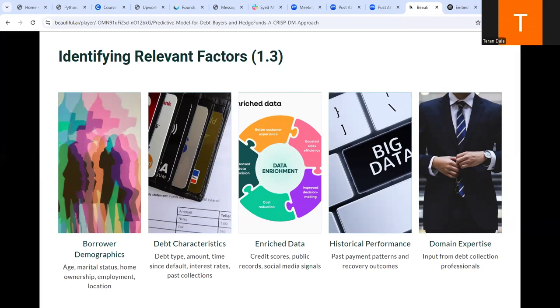This might include indicators of recent job changes or major life events that can influence repayment behavior. Historical performance. This is one of the key reasons why machine learning is also important, because of the amount of high quality data, to some extent, and it all depends where you're purchasing your portfolios, because certain portfolios can be purchased through a third party or directly from the source. So past data on payment patterns and previous recovery outcomes provides a baseline for what to expect from similar future portfolios.